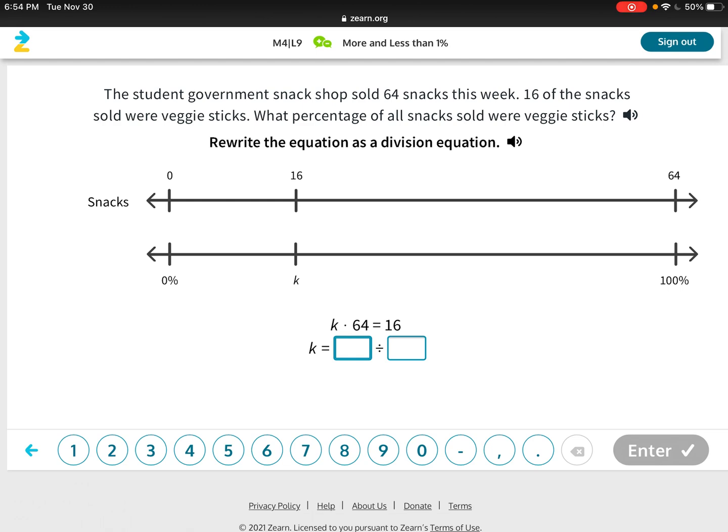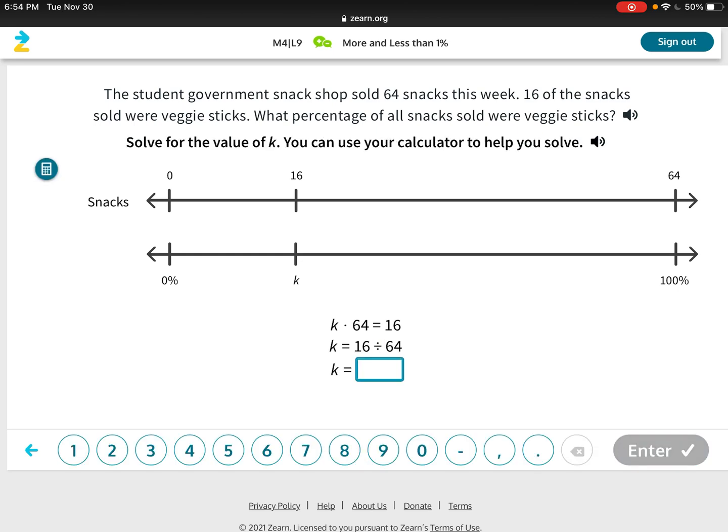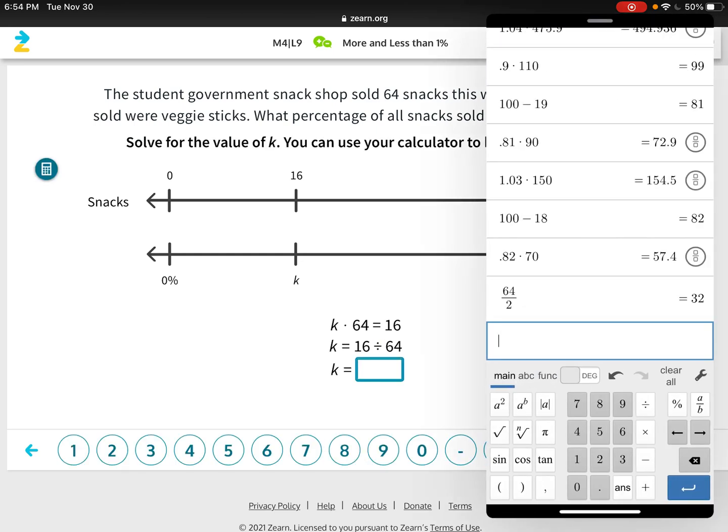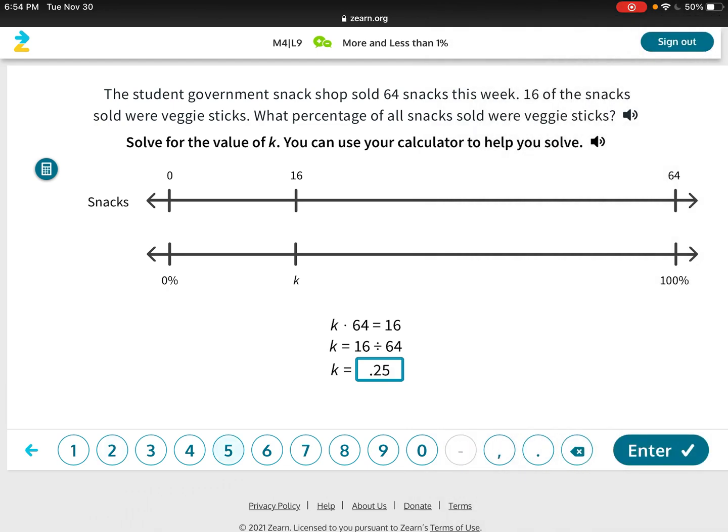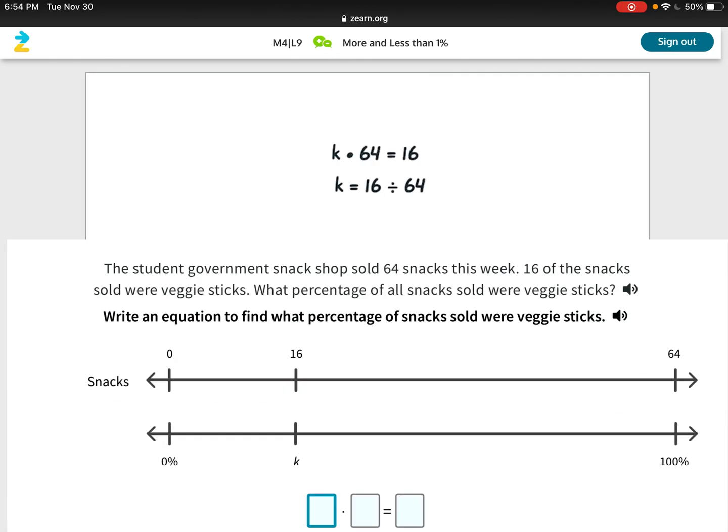And then here, since we did K times 64, if we have an unknown, we do the opposite. So instead of multiplying by 64, we want to divide by 64. So watch and make sure you put the 16 first, 64 last, because then that's 16 divided by 64, which is what you want. And then you go here and you do 16 divided by 64, 0.25. And then it's going to have us make it into a percent.